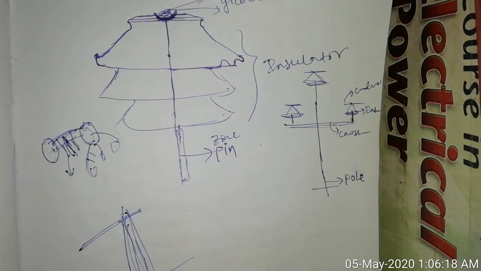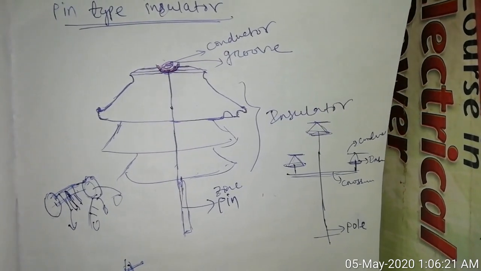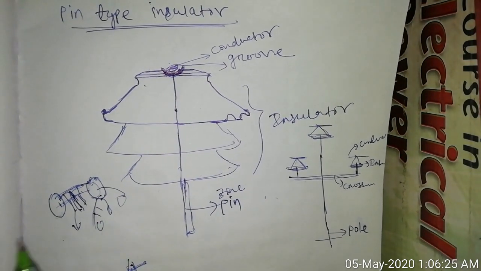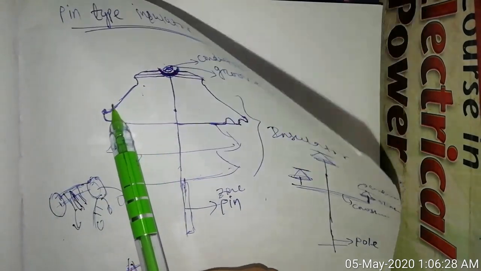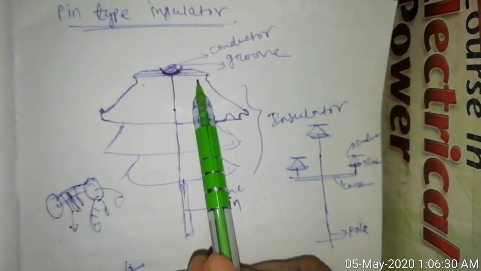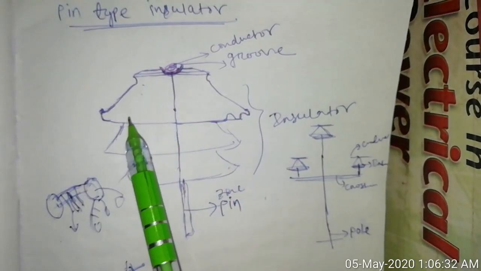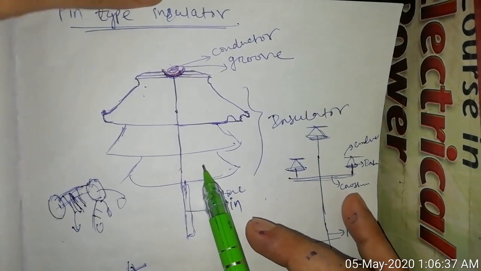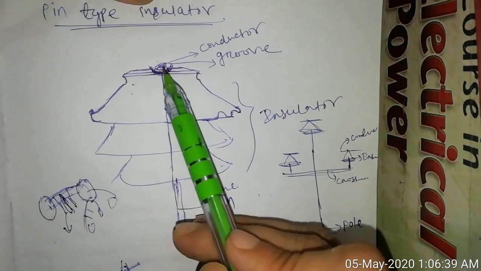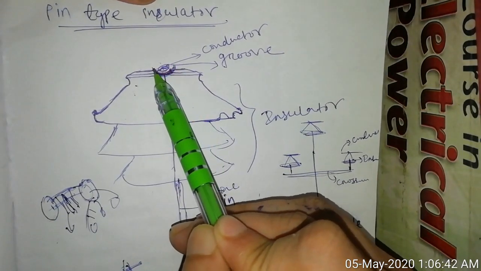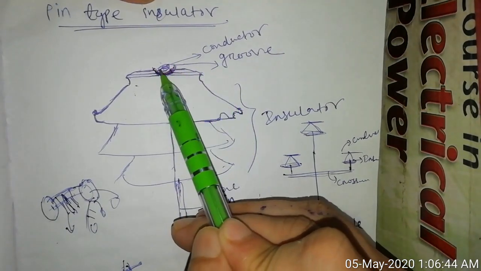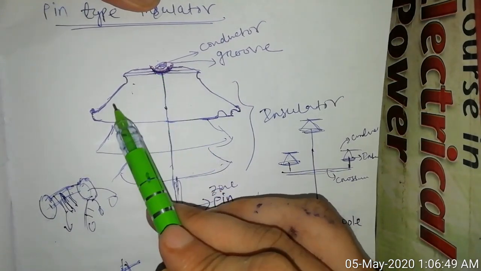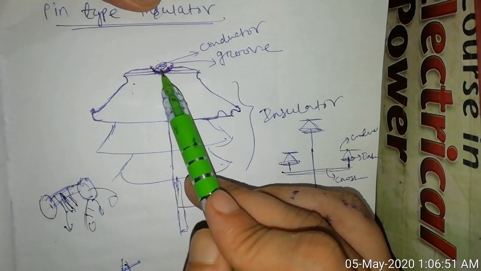Now I will specifically explain a pin type insulator. This is a pin type insulator. It looks like this. Up to 11 kV, a single piece of insulator is sufficient, but for 33 kV, 2 or 3 pieces are joined by cementing and are used. At the top end, there is a groove where the conductor will be placed and is tied to the insulator with the help of binding wires.